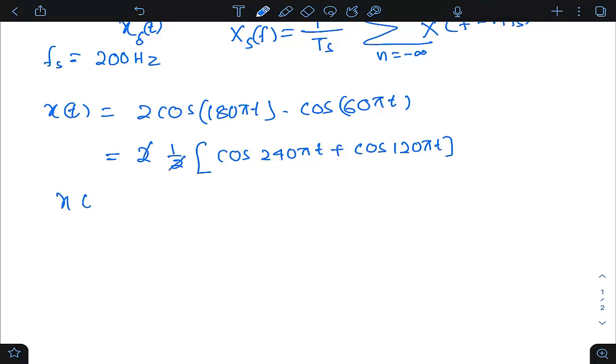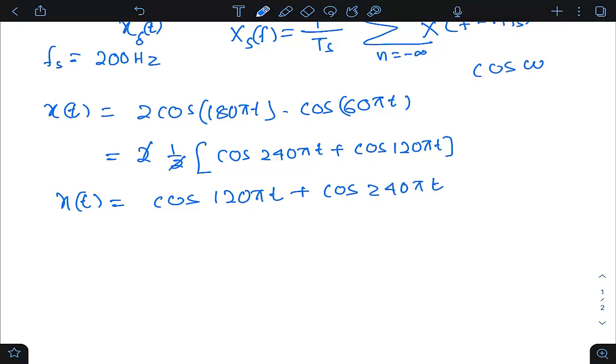So your x of t is cos 120 pi t plus cos 240 pi t. Like in the cos omega naught t notation, the omega naught represents the frequency, and if I say in terms of hertz, then f naught happens to be omega naught by 2 pi.